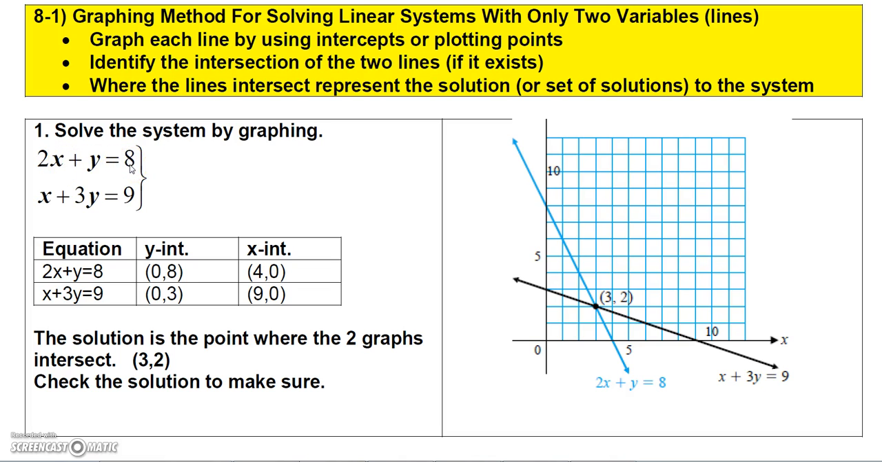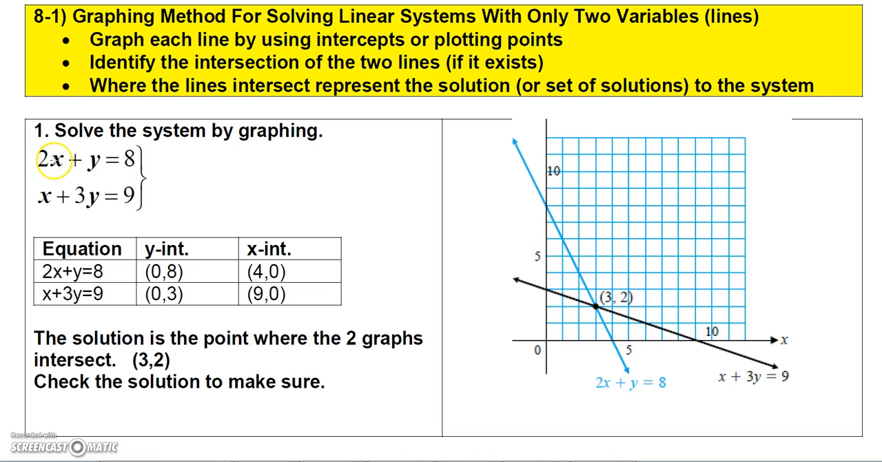Now there's 2 ways that I can go about graphing these equations. I could solve for y, and then I could use the slope and the y-intercept to graph it, like we learned in earlier sections. Or I could find both the x and the y-intercepts and plot the points. So I'm going to do it that way.